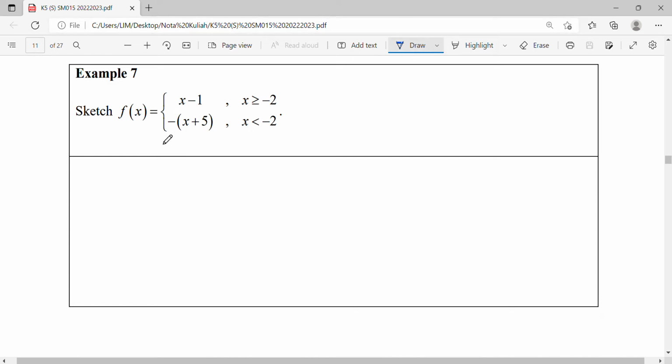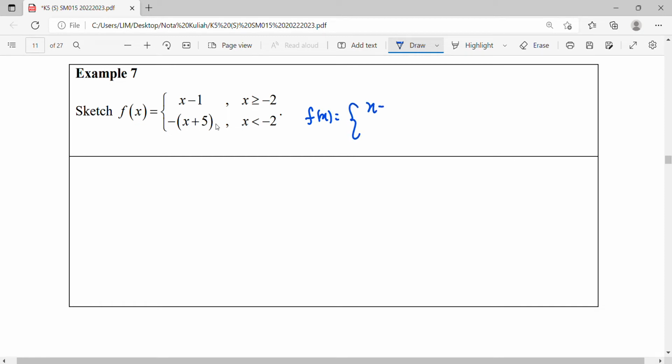So for this example, we're going to sketch a piecewise function graph. So what is a piecewise function graph? You can notice that when x is greater than -2, it is a straight line for x minus 1. When x is less than -2, meaning going to the left, it is another straight line for -x plus 5. So I simplify the function first.